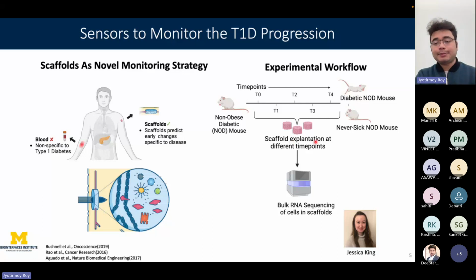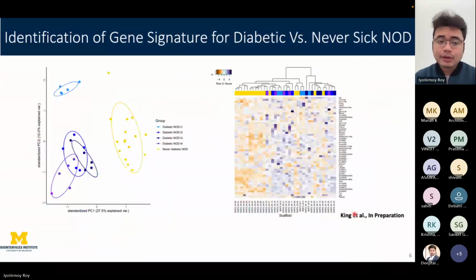And this work on the experimental side of things was primarily done by Jessica King, who is a senior graduate student in our lab.